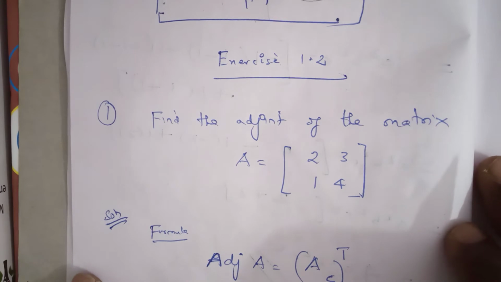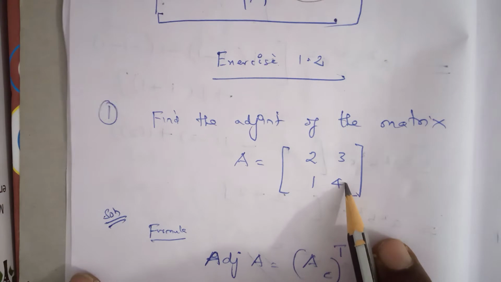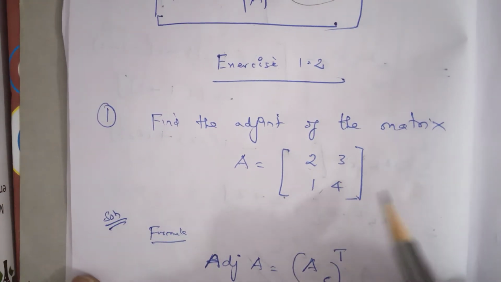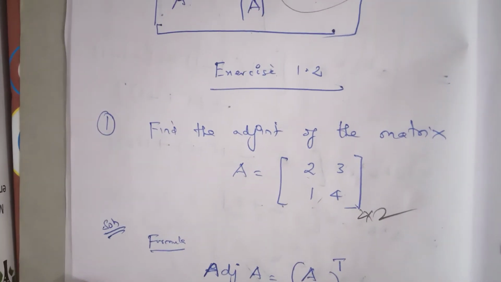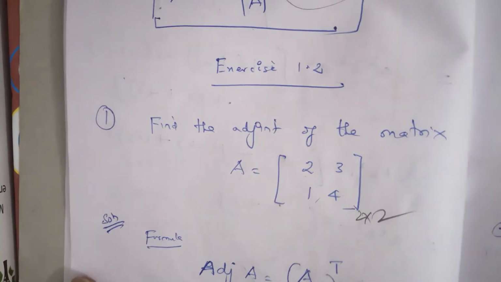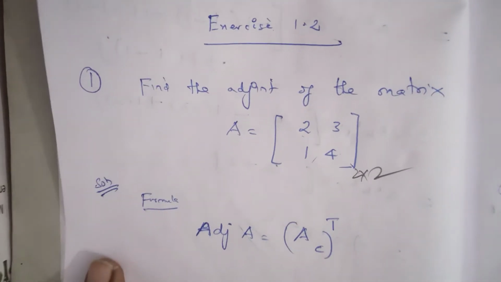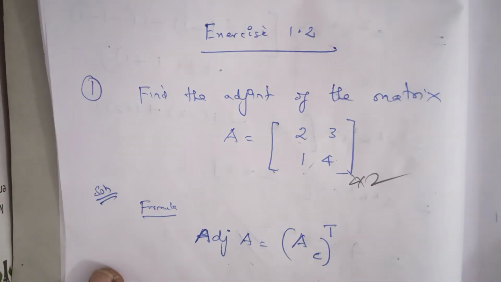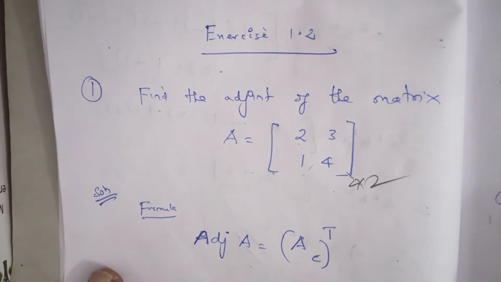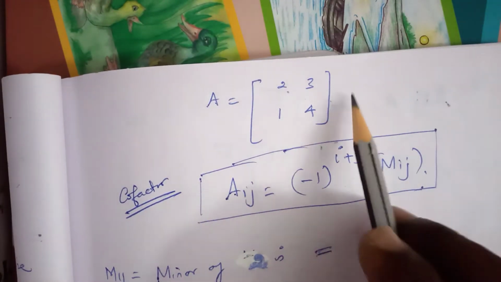Exercise 1.2, problem number 1. Find the adjoint of the matrix A equal to 2, 3, 1, 4. It has 2 rows and 2 columns, so 2 by 2 is a square matrix. We have to apply the formula. Adjoint A equals A complement transpose is the formula. So the given matrix is A equal to 2, 3, 1, 4.